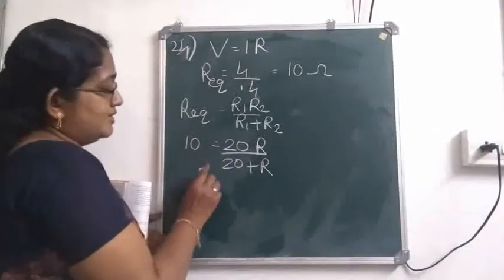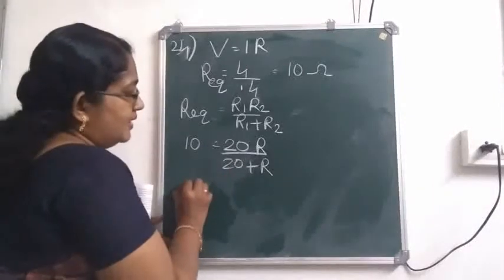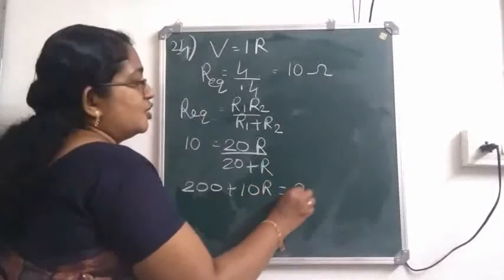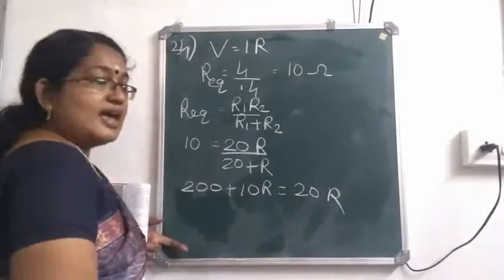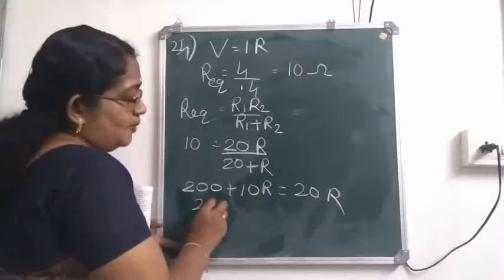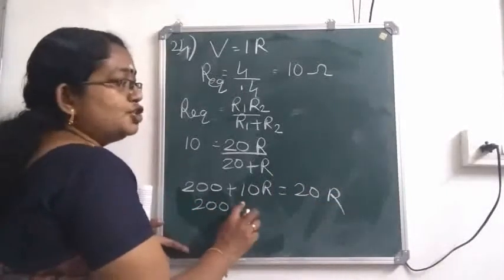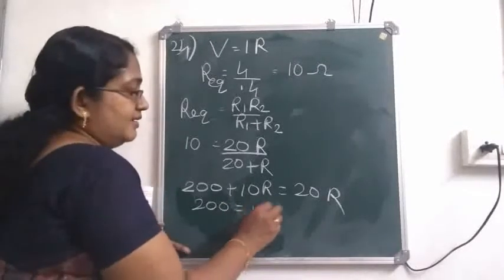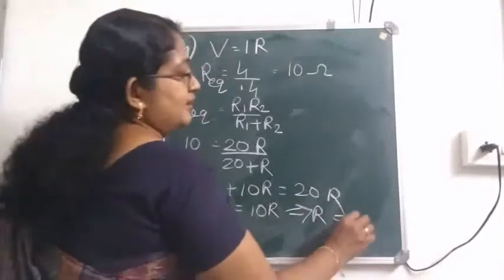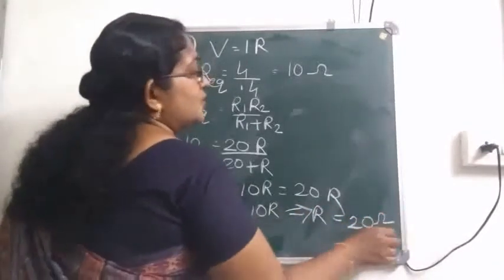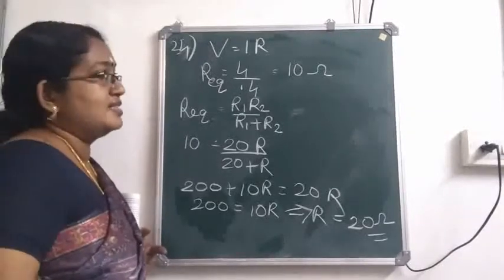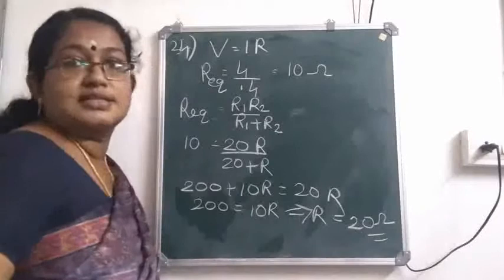Then cross multiplying, what will we get? 20 into 10, 200 plus 10R is equal to 20R. And from here, I am taking 10R that side. So 200 is equal to 20 minus 10, 10R. This implies R is equal to 200 by 10 which is equal to 20 ohm. So we got the second resistance also as 20 ohm.